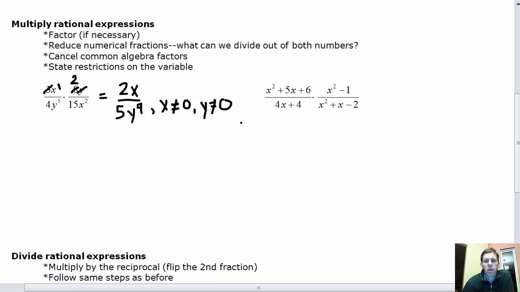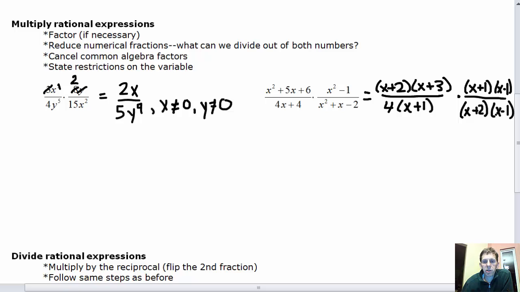What I'd like you to do is pause the video, do some factoring of all of the numerators and denominators in these fractions, cancel, simplify, and state restrictions. We'll see what you come up with in just a moment.